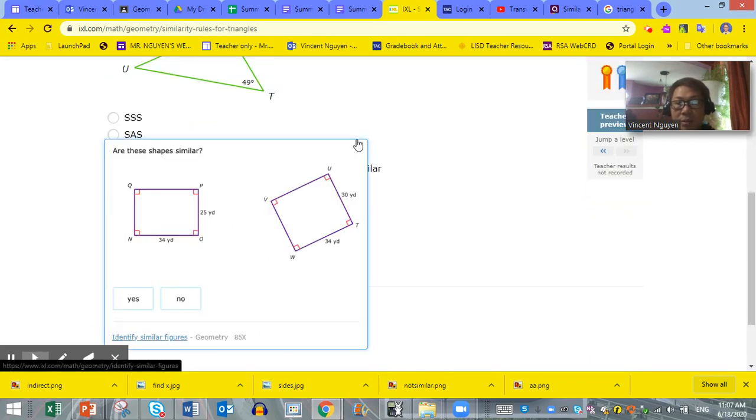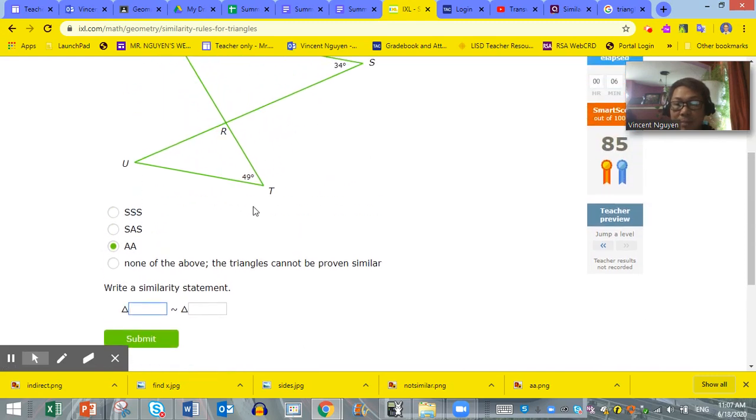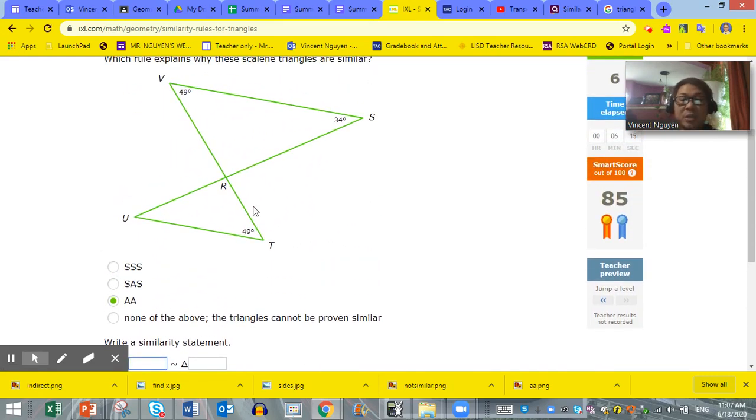Okay, now I have to name them. Again, you can start naming them with the vertical angle and then the given angle if you want to, and then the other angle. Or you can do unmarked, little, marked. Unmarked, little, big. Unmarked, little, big.